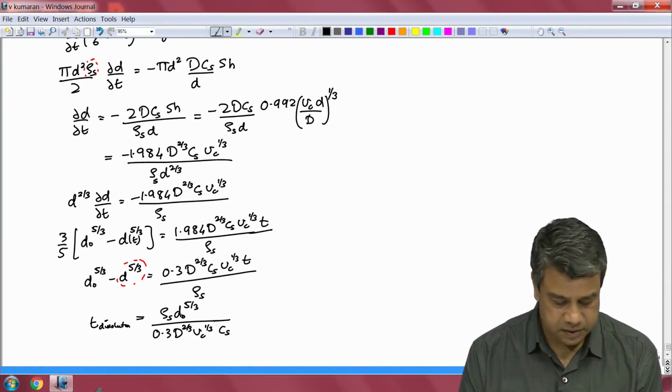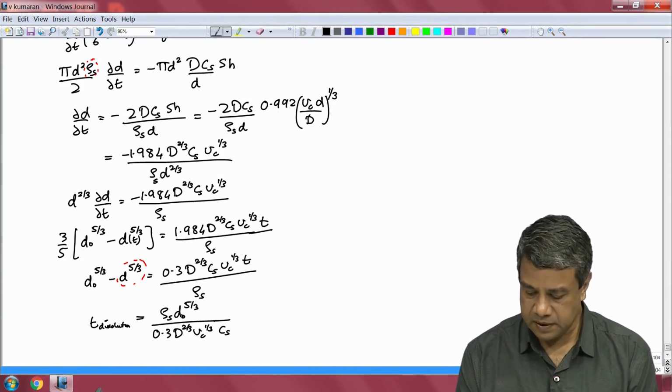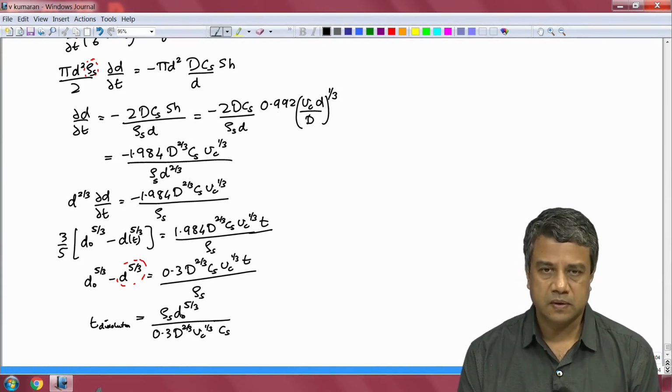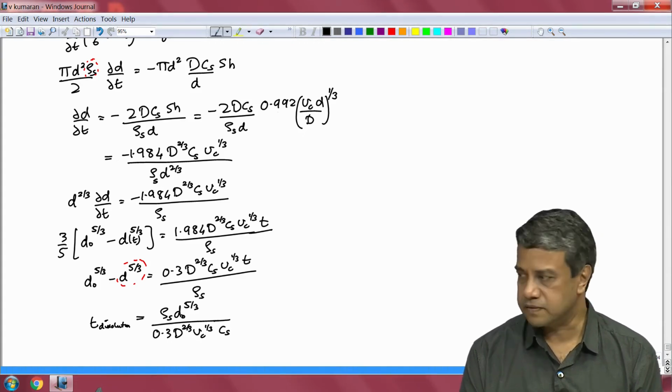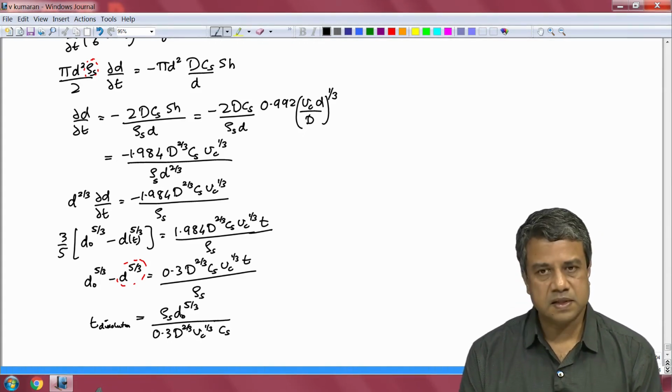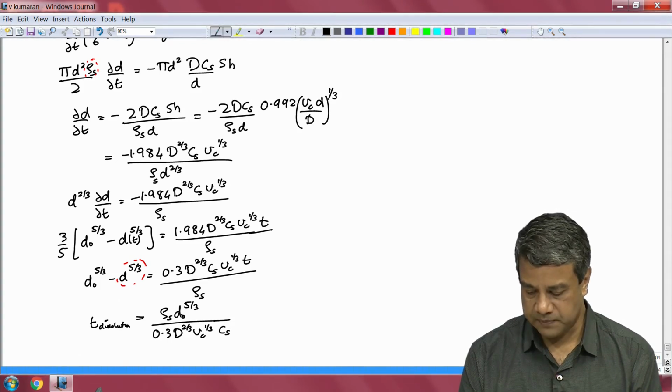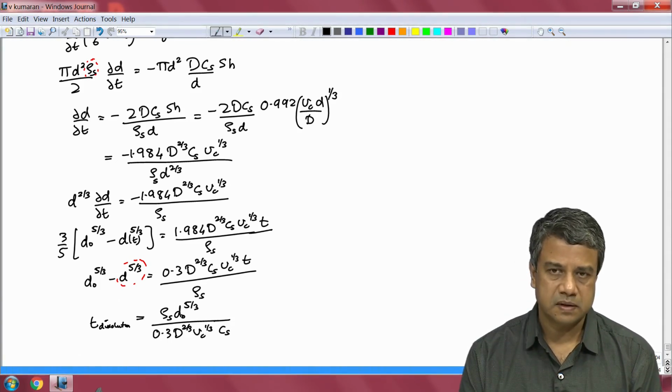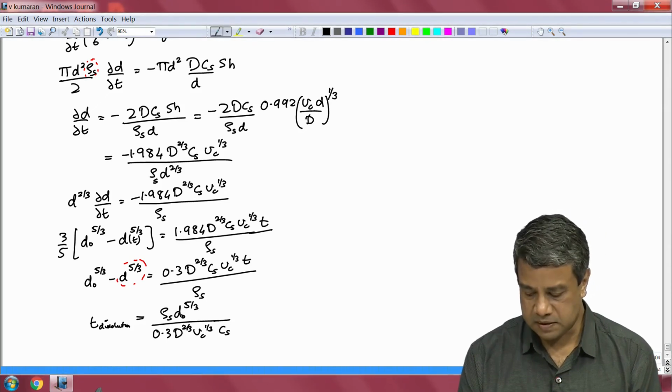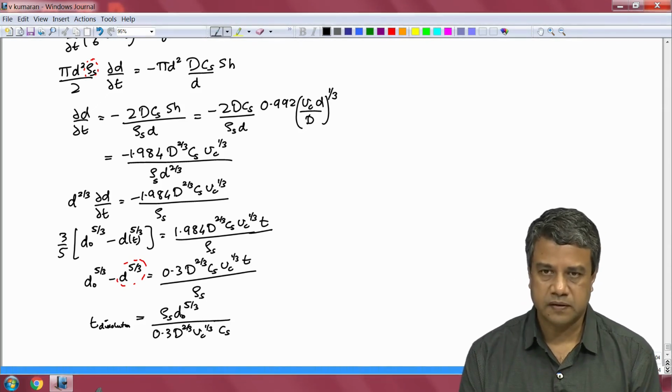So this is the final dissolution time, and you can easily verify that the quantity on the right has dimensions of time, because both rho s and Cs are quantities with dimension of mass density. Rho s has dimensions of total mass per unit volume and Cs has dimensions of mass of solute per unit volume. Nevertheless, they have the same dimension, so they cancel out. In the denominator, I have d power 2/3 and Vc power 1/3. That has the dimensions of length power 5/3 divided by time.